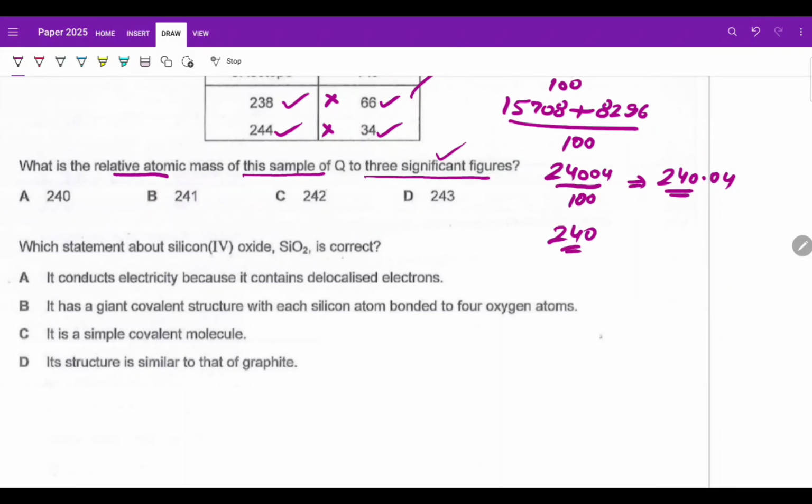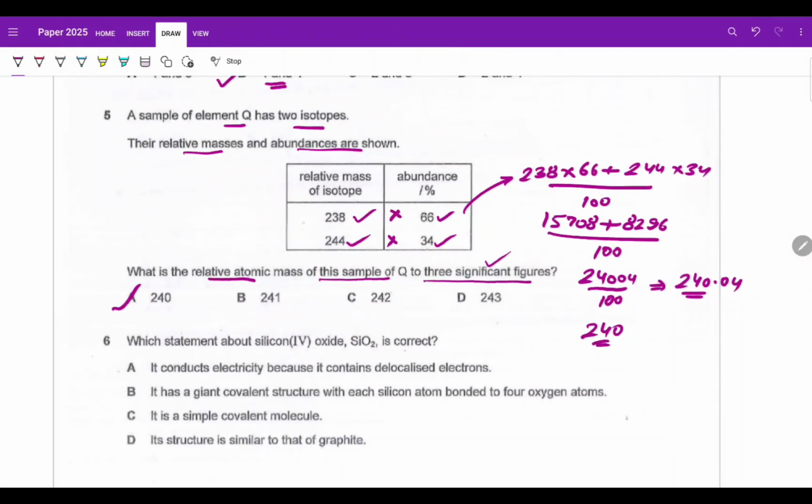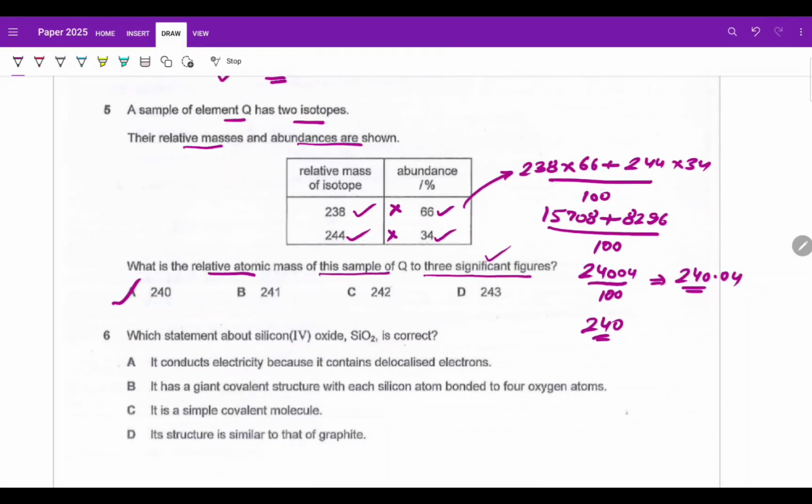240 will be the answer for 3 SF. Answer is A. How I did it? The relative atomic mass multiplied by the percentage abundance, add them, divide by the total percentage abundance, which is 100, 66 plus 34. It is 66 plus 34, and that equals 100. Divide it and you will get the relative atomic mass of the element Q.